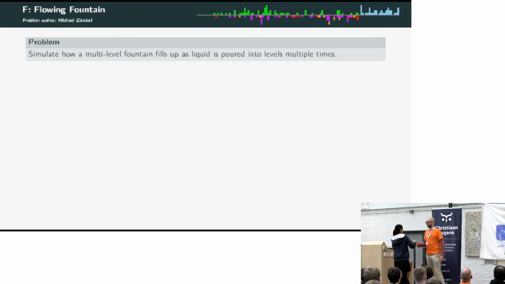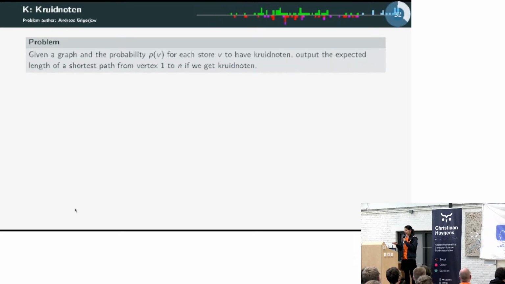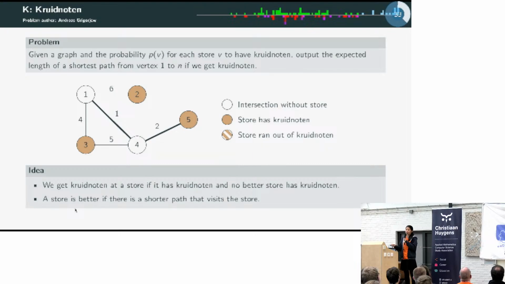Thank you, Andreas. So the next problem is Kreuzknoten. I'm sorry, I don't know how to pronounce that actually. We are given a bicycle network, and we have a certain number of stores, and they may sell Kreuzknoten or not, with a certain probability. So we know for each store the probability that they still have Kreuzknoten. The problem is to output the expected length of a shortest path if we want to get from vertex 1 to vertex n and get the snack on the way.